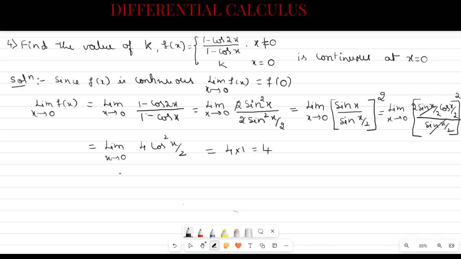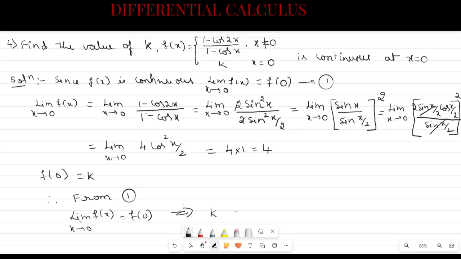Very simple. We have got the limit of f of x as x tends to 0. Then in the given question, they have given the f of 0 value. f of 0 is equal to k, they have given. So if you consider this as equation 1, from 1 the limit of f of x as x tends to 0 is equal to f of 0. This implies k is equal to 4. We have got the k value, that is 4.